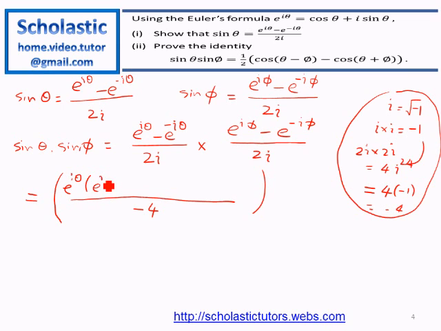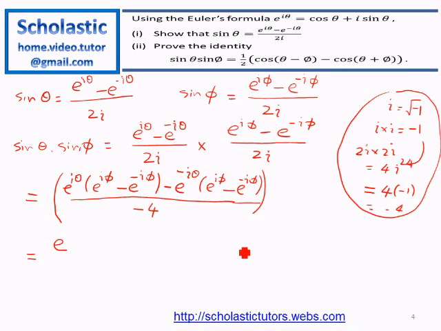times e to the i phi minus e to the minus i phi, minus, and this multiplied with e to the minus i theta, times e to the i phi minus e to the minus i phi, is the numerator. Now we have to expand this one.